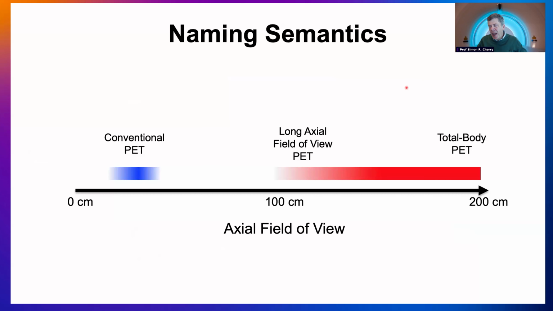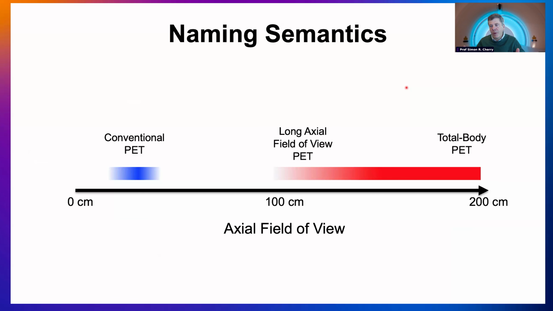And just a little bit about naming semantics. You have this a bit awkward acronym, LAFOV. It stands for long axial field of view. Really anything above 1 meter can cover most of the major organs of the body. You get some gain when you go up to almost 2 meters as well, but anything in this range is just a completely different ballpark than what we had before.